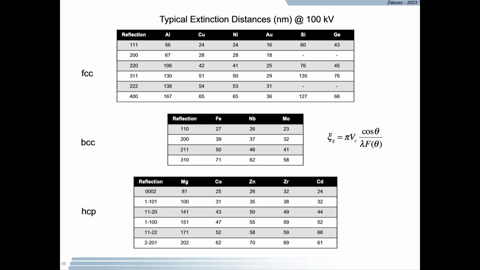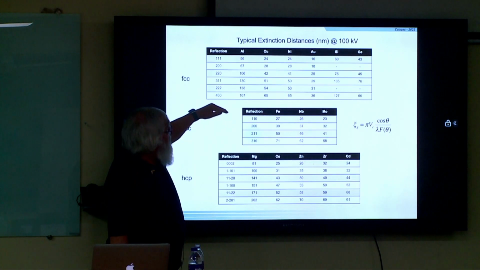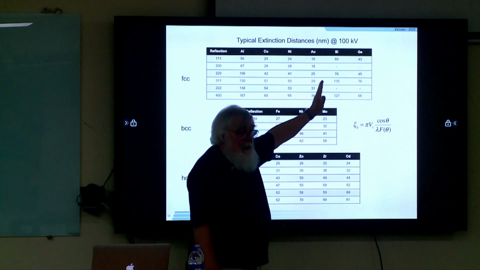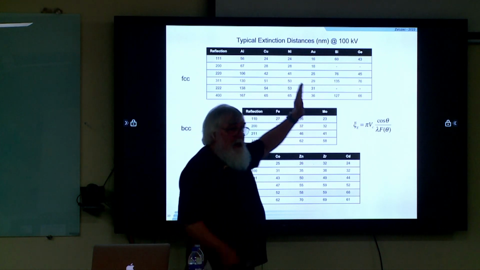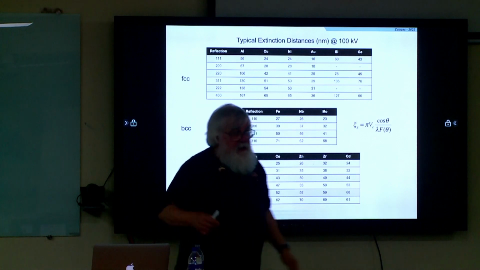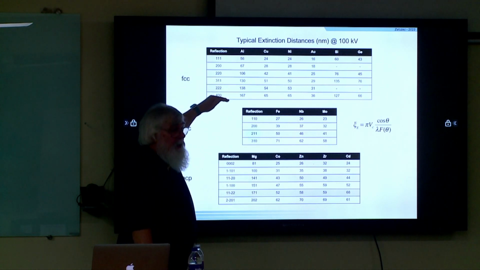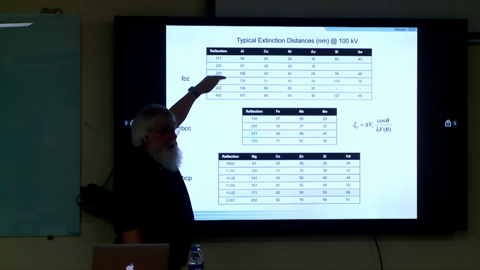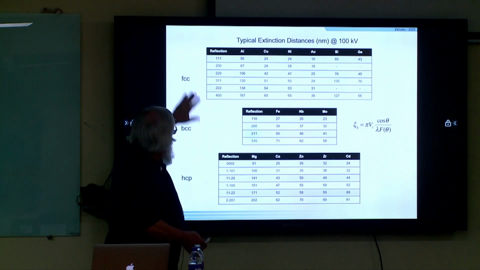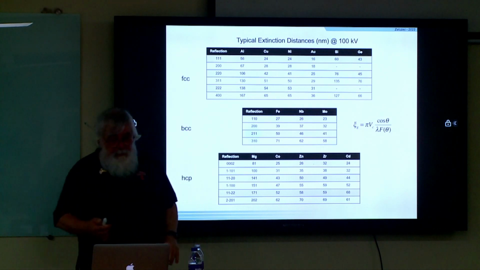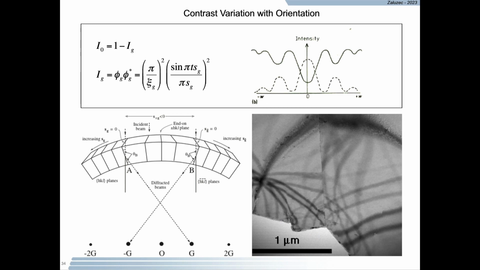Typical extinction distance, you can look up in the good books or calculate it. Just to give you a sense, at 100 kilovolts, extinction distances depend on atomic number. The higher the atomic number, the faster the beam oscillates down or gets degraded, and also the higher the scattering vector. These are the different reflections. And they all vary between FCC, BCC, or HCP. They're all variable.